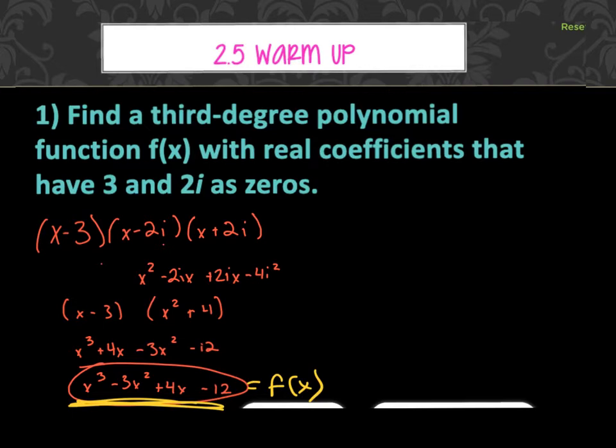Would that be like on our test? Something like this could be. You might see something with a binomial instead of just one, but something like this could be. Yeah, for sure.